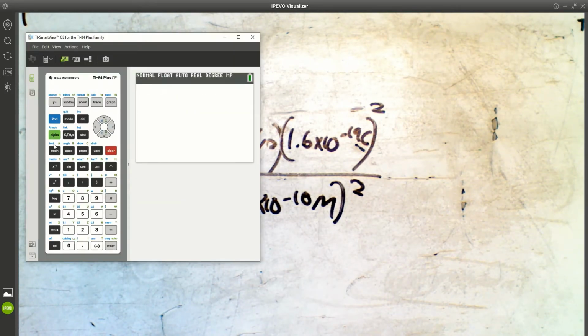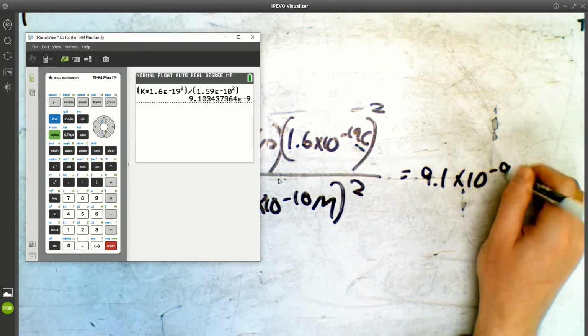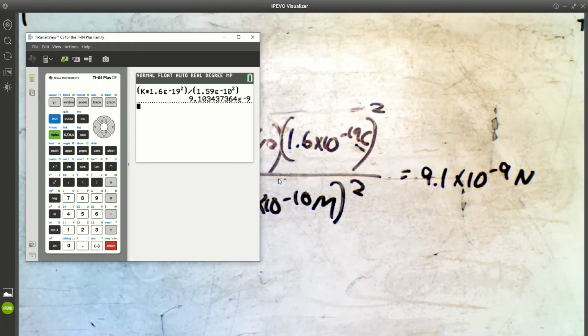So I'll go alpha K. Oops, let me put that in brackets. Alpha K times 1.6 times 10 to the negative 19 squared, divided by 1.59 times 10 to the negative 10 squared. So I get a super small force. This one is 9.1 times 10 to the negative 9 newtons. So gravitational force has got to be bigger.